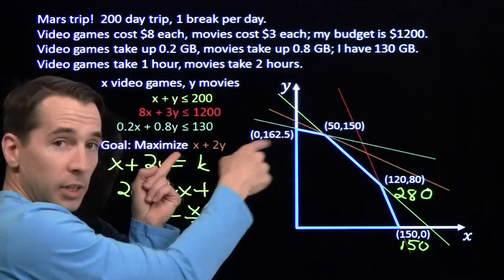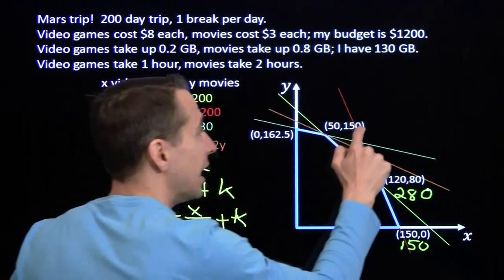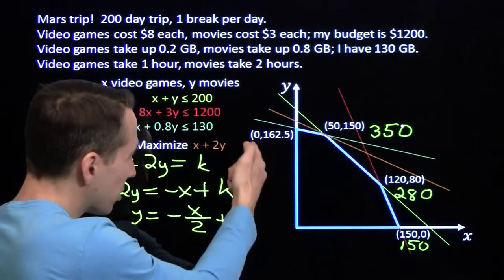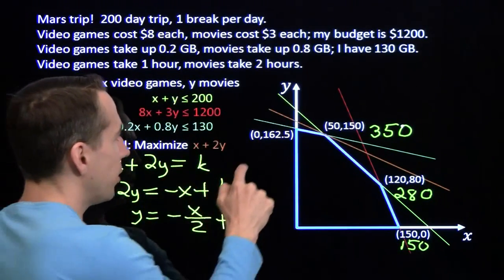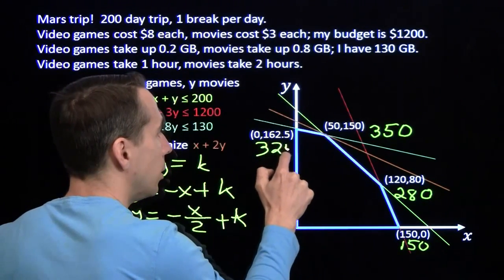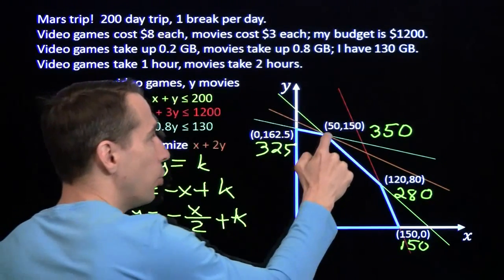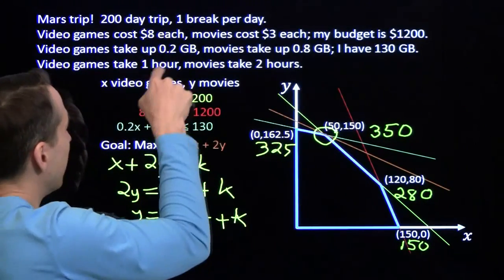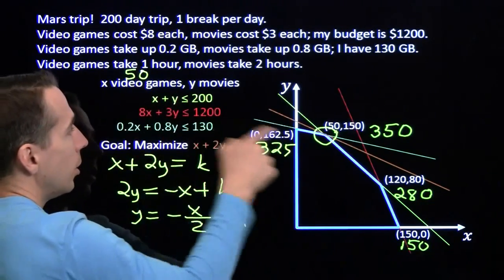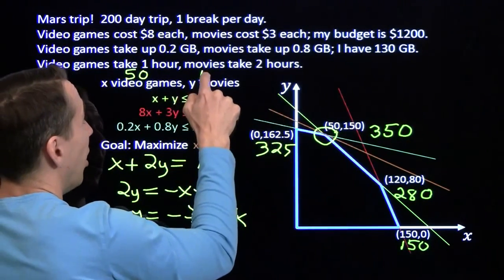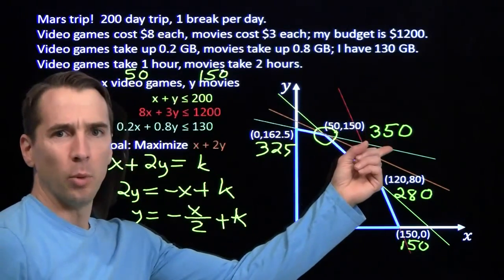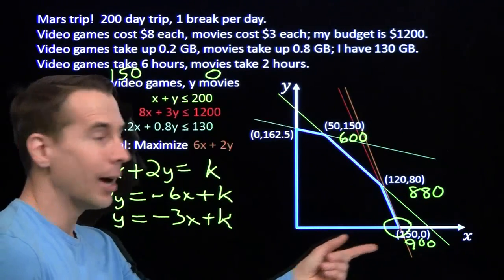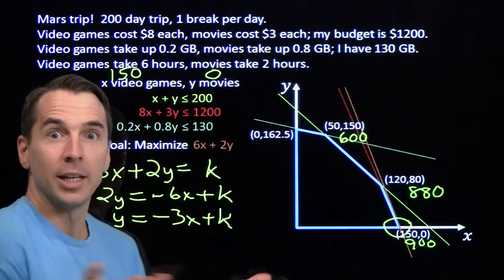Now 50, 150, put in 50 here, I'll get 50 plus 300. That gives us 350. And then lastly, I'll put in this one, the 162.5 for y. That'll give me 325 right there. So this is the corner that gives us the largest possible value of x plus 2y. So in this scenario with the bad video games, I want to buy 50 video games and get 150 movies, but I'm only going to be able to waste 350 hours doing this. This is a lot better because I get to waste 900 hours. I need to find myself some really good video games. Got any suggestions?